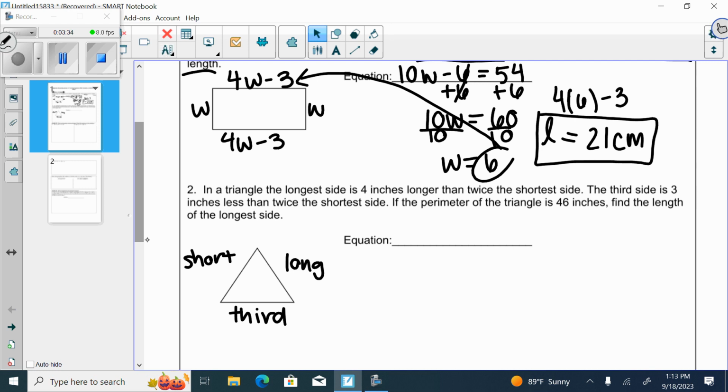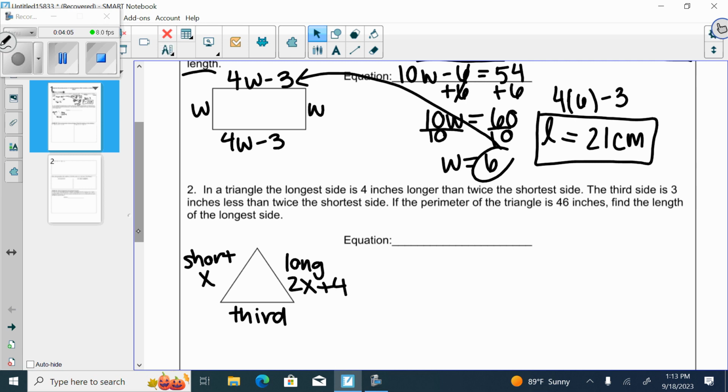All right, it says that your longest side is 4 inches longer than twice the shortest side. But did they say how long the short side was? No. So I would put what for the short side? X. Very good. And then my longest side is 4 inches longer than twice the shortest side. Twice means what? 2 times, right? So 2 times the shortest side, or 2x, and 4 inches longer means plus 4. Good.